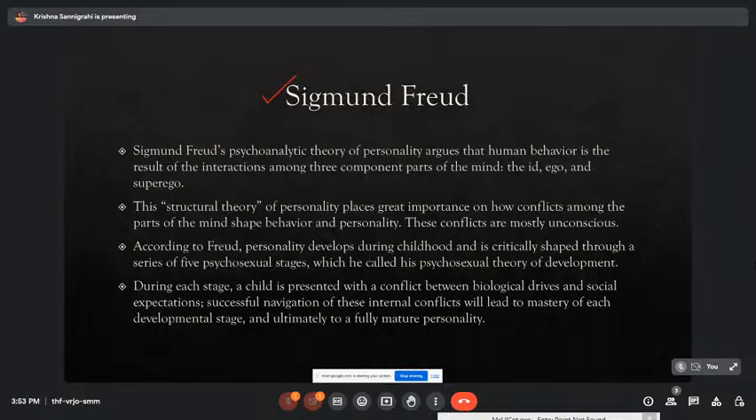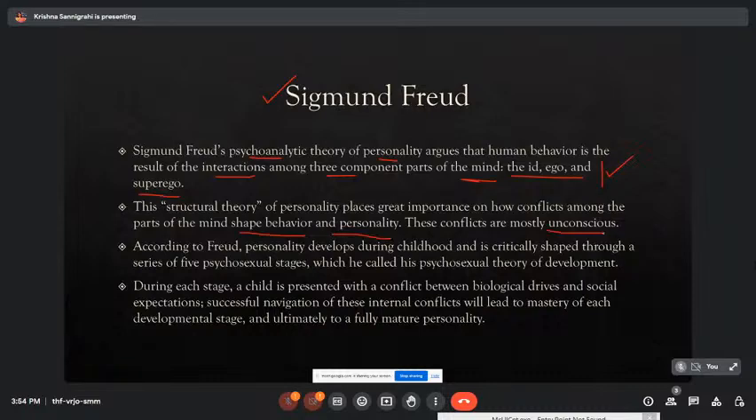Sigmund Freud's psychoanalytic theory of personality argues that human behavior is the result of the interactions among three component parts of the mind. So what are the components of the mind? The id, the ego, and the superego. So dear students, please pay attention to these details, that the mind consists of these ideas, that is, the id, ego, and superego. The structural theory of personality places great importance on how conflicts among the parts of the mind shape behavior and personality. These conflicts are mostly unconscious.